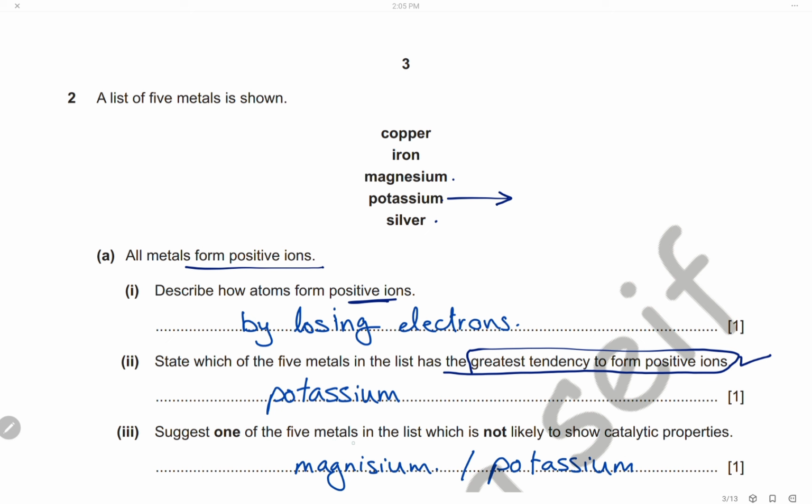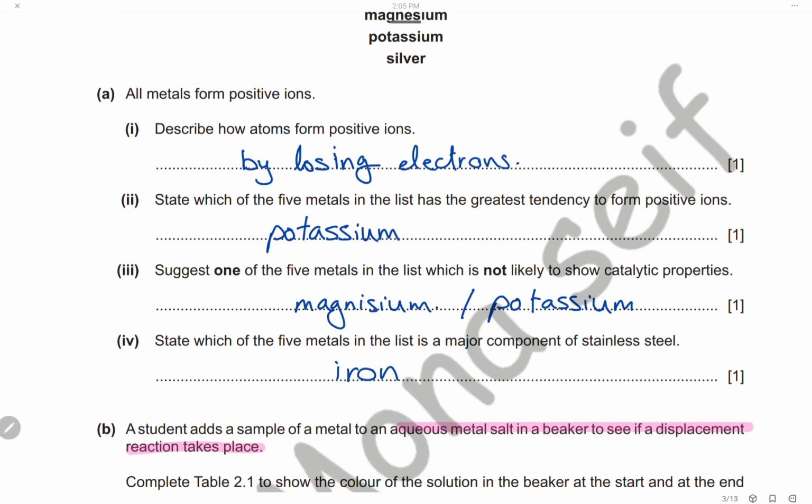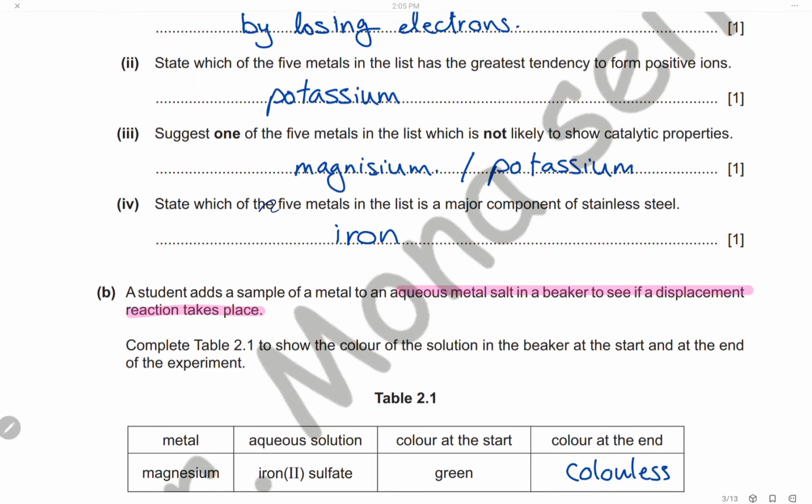Suggest one of the 5 metals in the list which is not likely to show catalytic properties. Of course, catalytic properties are shown by transition metals, and we have 2 metals here which are not transition metals, magnesium and potassium. We can choose any one of them because copper, iron, and silver are transition metals. So magnesium and potassium cannot show any catalytic properties. State which of the 5 metals in the list is a major component of stainless steel. Stainless steel is an alloy of iron, so of course iron is a major component of stainless steel.